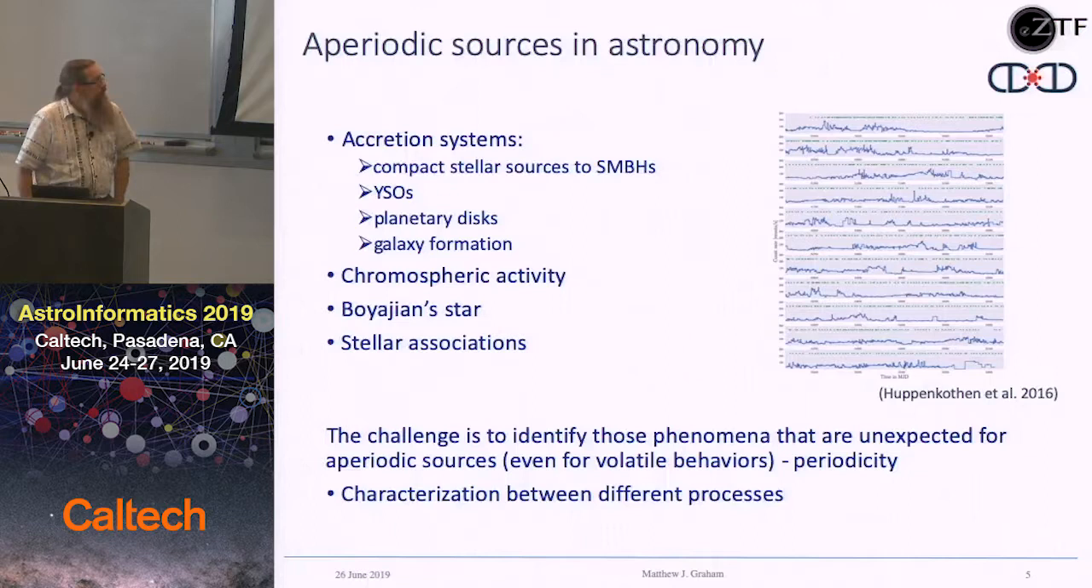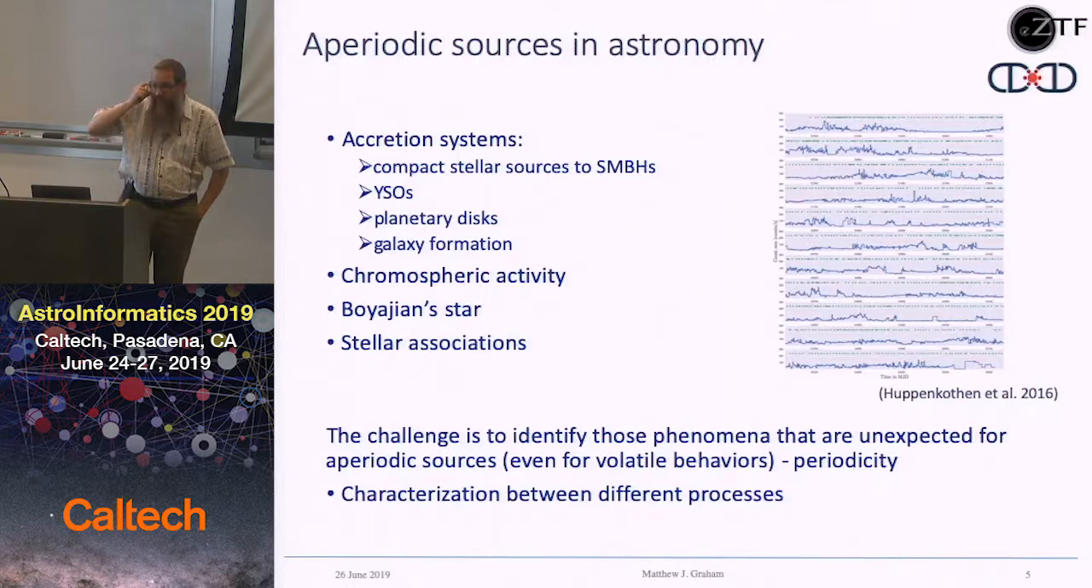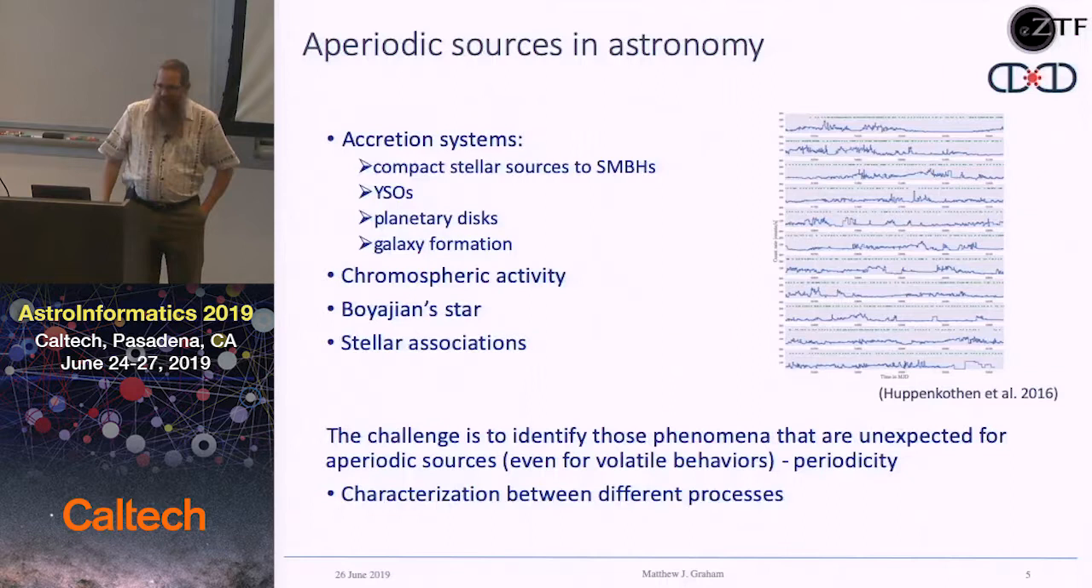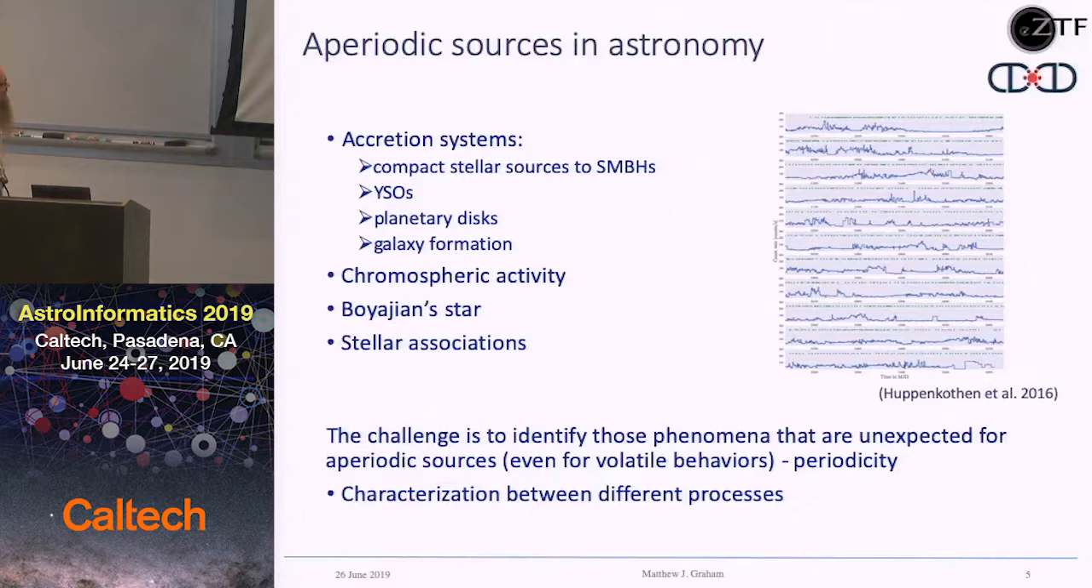You can see it in chromospheric activity, anything typically where you start having magnetic fields, you may start seeing more aperiodic behavior than periodic behavior. Weird things like Boyajian's star, so the discussions this morning about outlier detectors and that sort of thing, this is maybe what we're looking for, where maybe it's exocomets, or maybe it's alien artifacts orbiting these stars, half-constructed Dyson spheres, that sort of thing, and stellar associations as well.